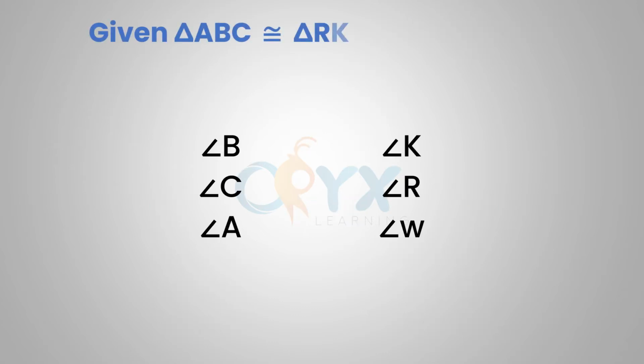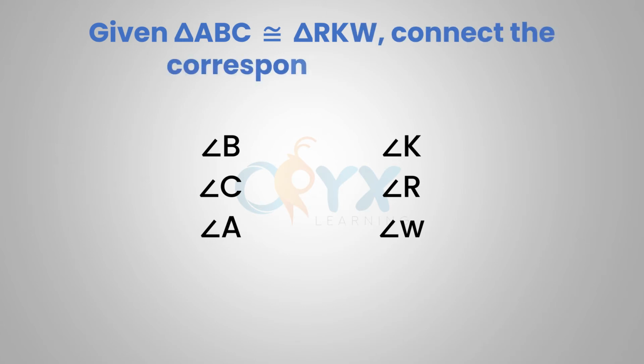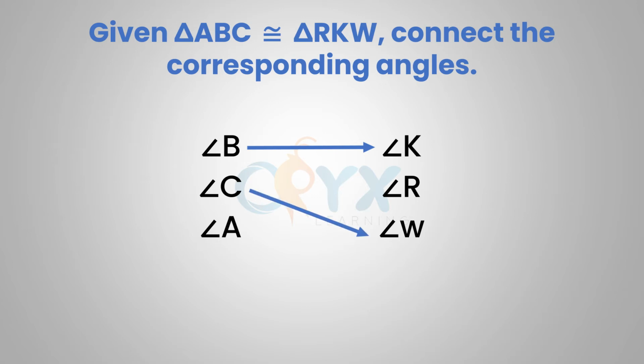Given triangle ABC is congruent to triangle RKW, connect the corresponding angles. Looking at the first triangle, letter B, or angle B, is the middle letter. It should correspond with the middle letter of the second triangle, which is angle K. Angle C is the last angle listed in triangle ABC, so it should correspond to the last angle in the second triangle, which would be angle W. And angle A is the first angle listed in triangle ABC and should correspond with the first angle listed in triangle RKW, which is angle R.